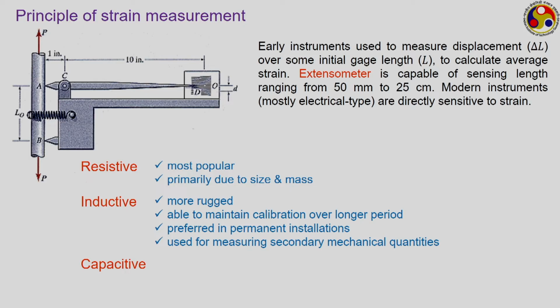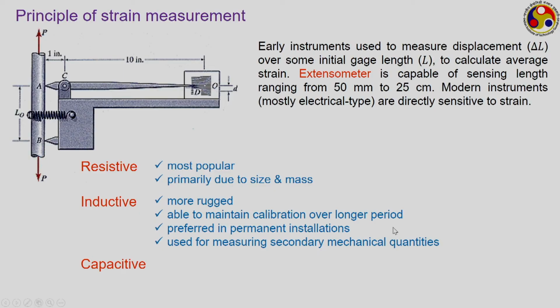However, inductive and capacitive ones are generally more rugged, and they are able to maintain their calibrated value over a significantly long time period. So, there is no need to have repetitive calibration. Resistive ones, generally once they are attached to a particular instrument, we can't detach it and use it anymore. So, they are something like a permanent fixation to the specimen.